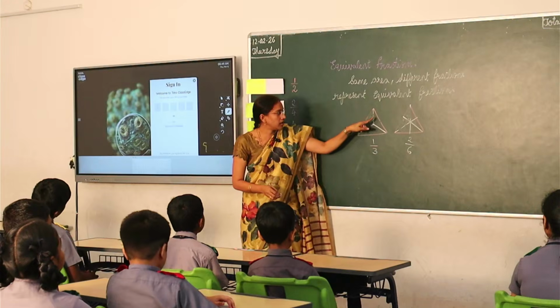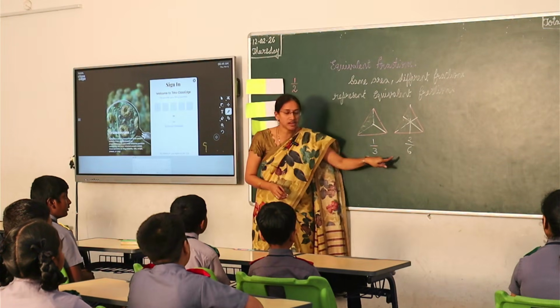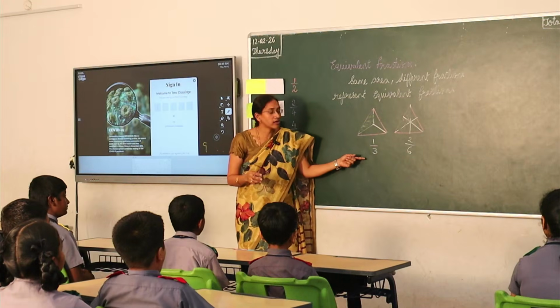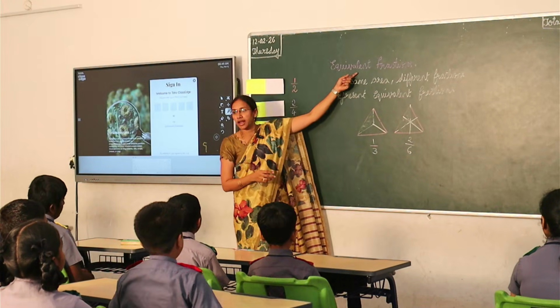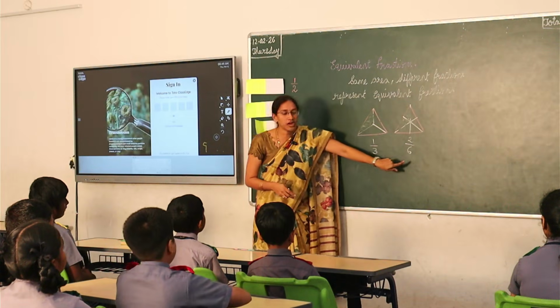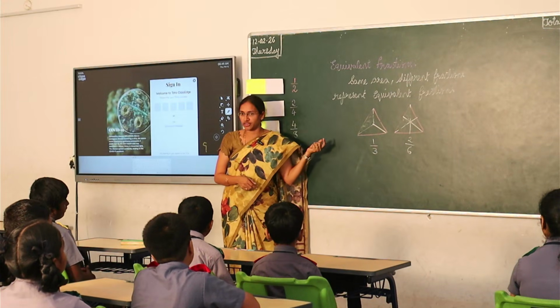Now, here, the shaded area is the same in both the triangles, but they are represented with two different fractions. These are called equivalent fractions. Same area, different fractions represent the equivalent fractions.